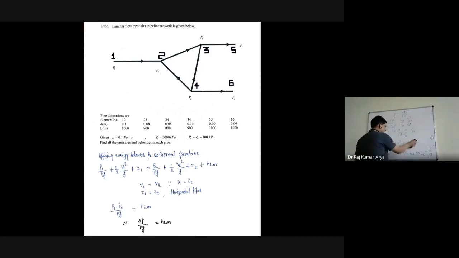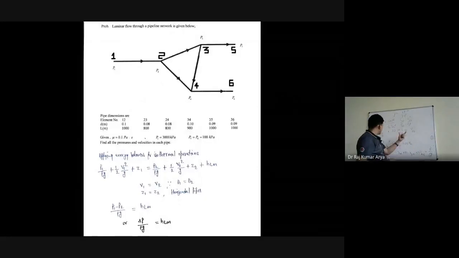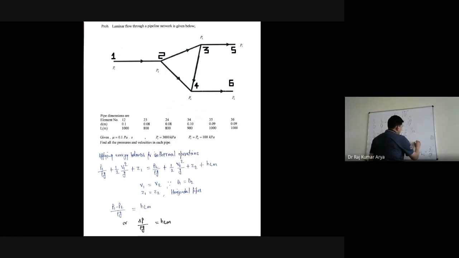So let me change this only. V12 is not present, so 0 times V12. V23 is present now here, so with minus sign of that: minus 32 mu L 23 divided by rho g. This is present here, so we are taking it to this side, therefore we got the minus sign. Rest of the terms, V24, V34, V35, are not present, and this side we don't have anything now, so this side is 0. So this is your equation number 2.